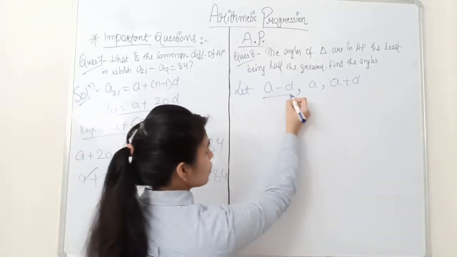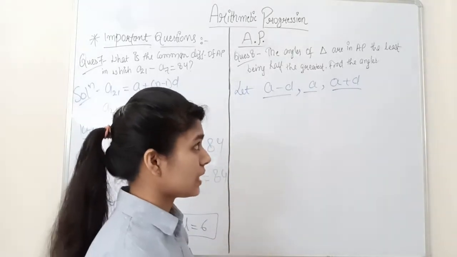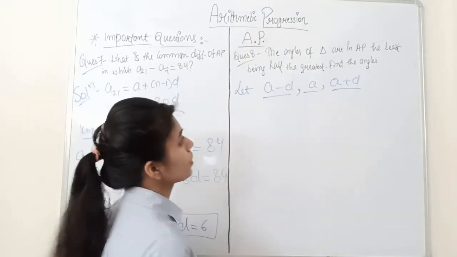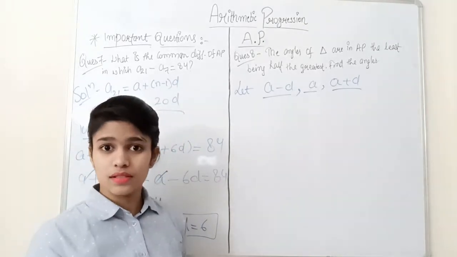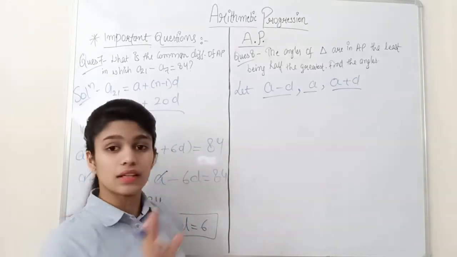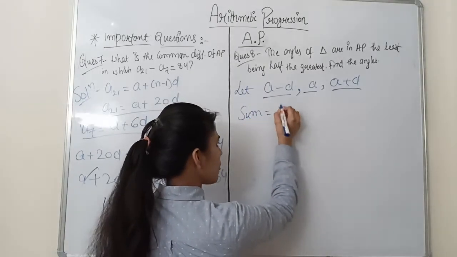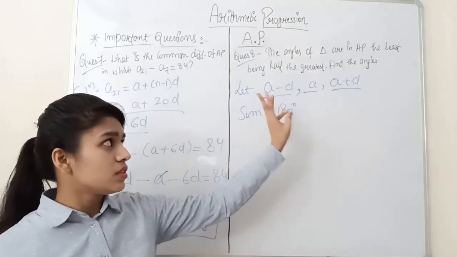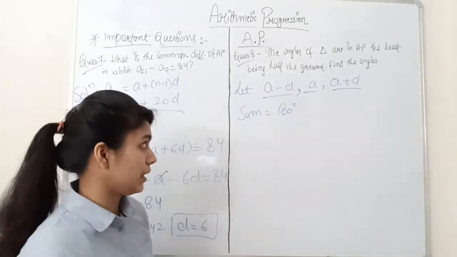Okay. So our first term is a minus d, our second term is a, our third term is a plus d. Okay students, the sum of the three angles of a triangle will be 180 degrees, which we have already learned in our triangle chapters. Sum of angles of a triangle is equal to 180 degrees.